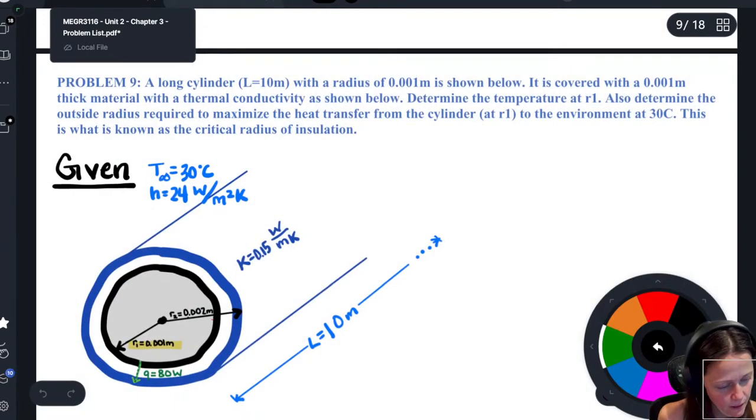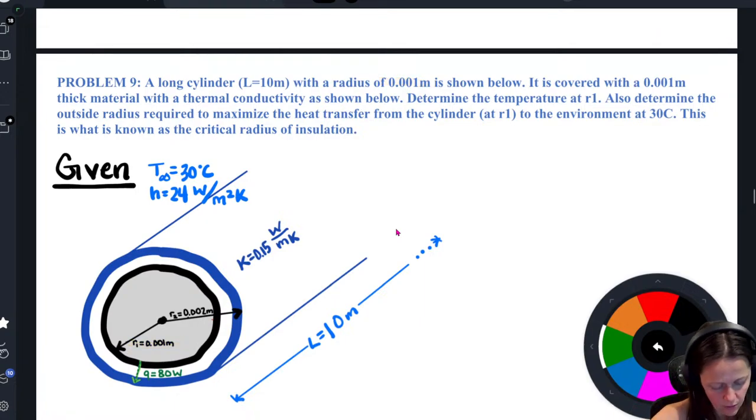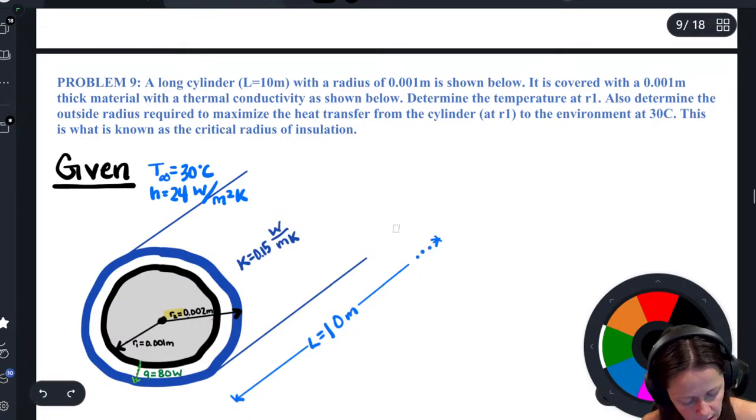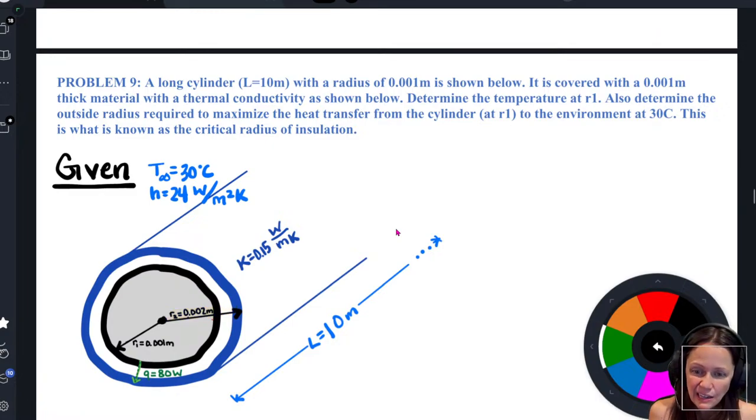Okay. All right, so we've got the length, check. We've got the initial radius, the radius of that long cylinder that's in gray, and then it's covered with a 0.001 meter thick material. So that is the outer radius there. So we've got this kind of sleeve on the outside, and that outer radius, due to that extra little thickness, is 0.002. So we want to find the temperature at R1.